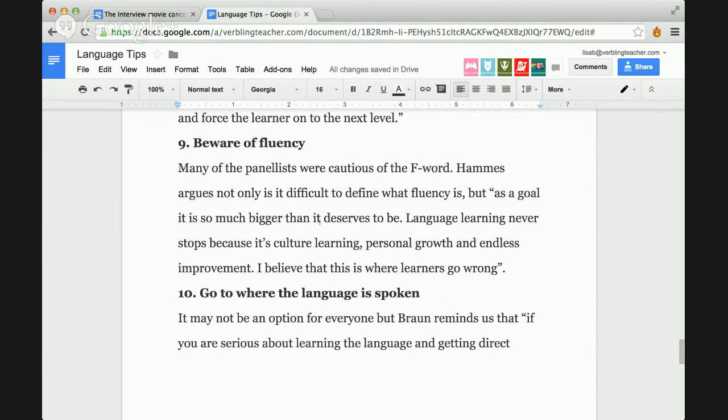So the F word is not the cuss word, the F word, but rather the word fluency. So Amparo, why don't you go ahead and read that?